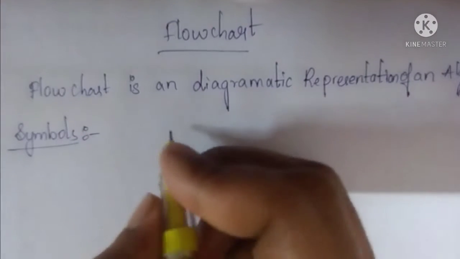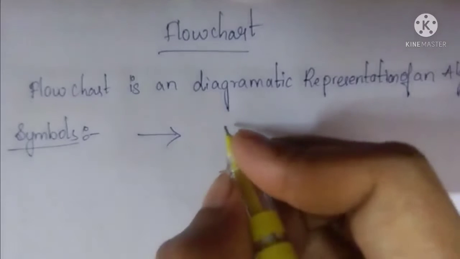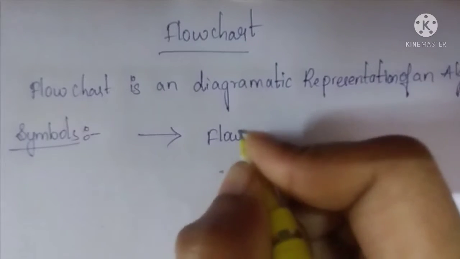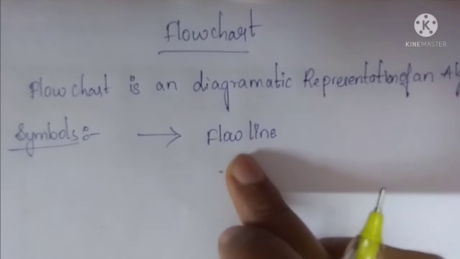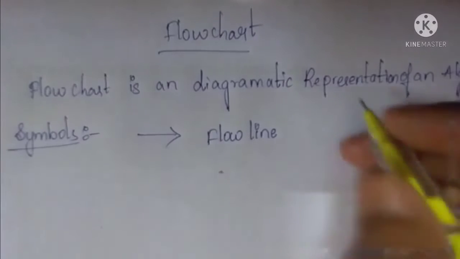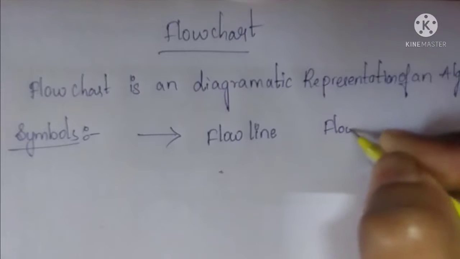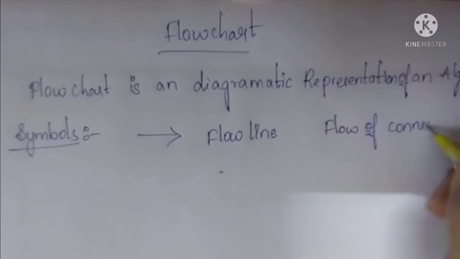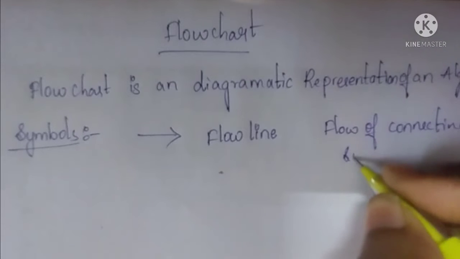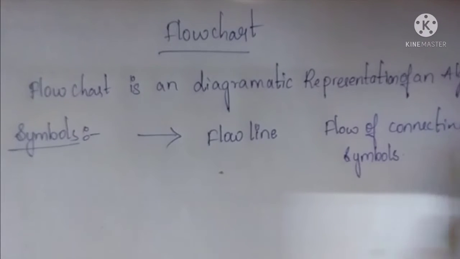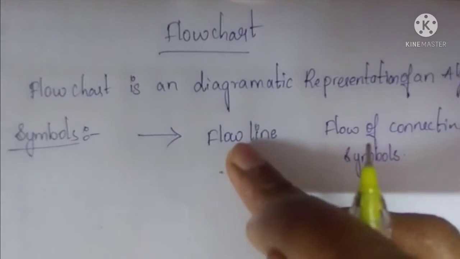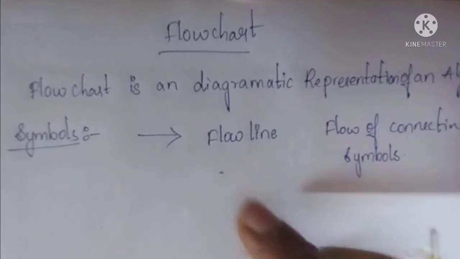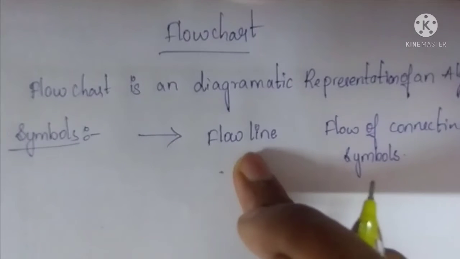So the first symbol we are going to use is the arrow. We are calling it a flow line. This line is used to indicate the flow of connecting symbols. If you want to transfer from one symbol to another symbol, there should be a link between them. That link will be provided by using this flow line.